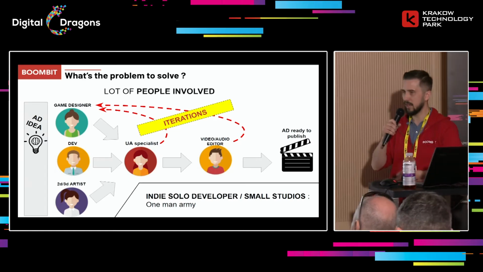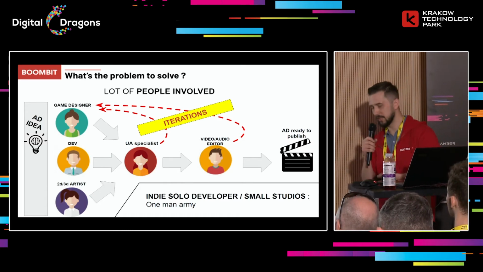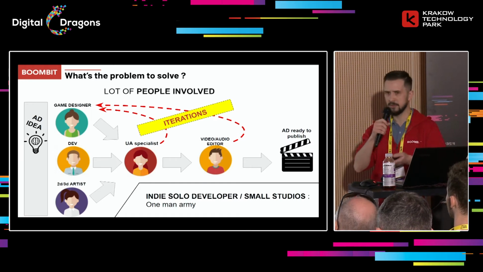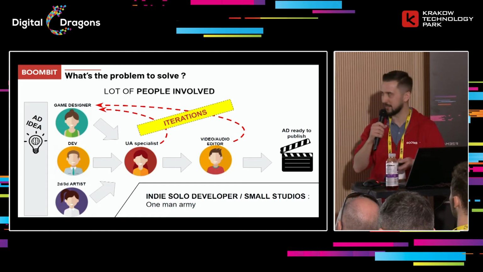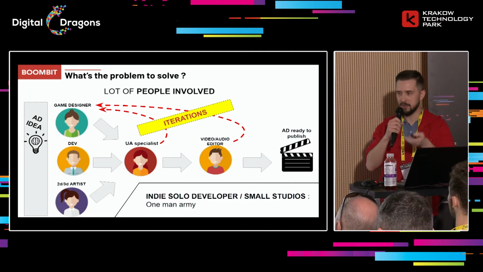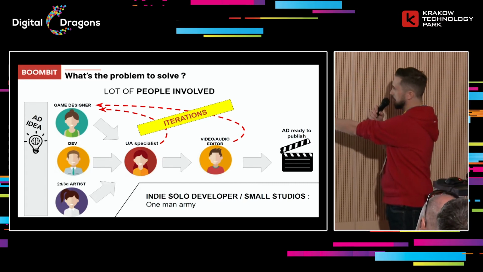So if you say, I would like my character to have just a little more shadow under it, or I want just a little bit more fog in the scene, it's really difficult just by saying it or writing it on a channel or sending an email, whatever, to have this perfect vision of the ad, how you envision it, and to have this ad ready to be published.